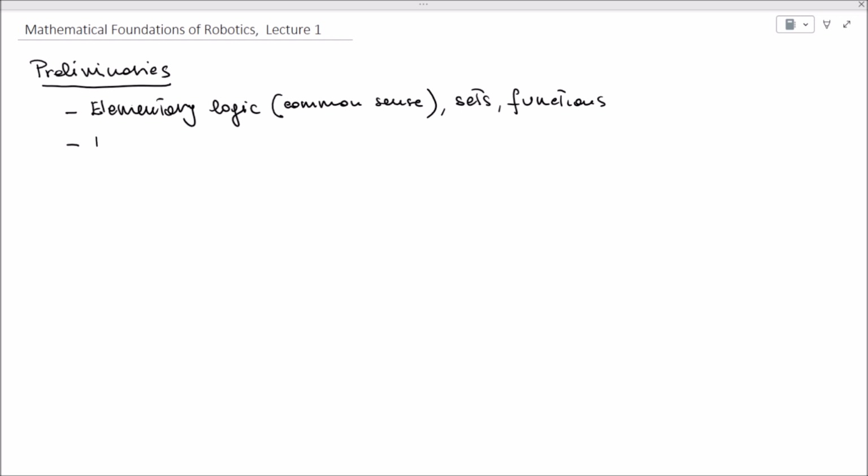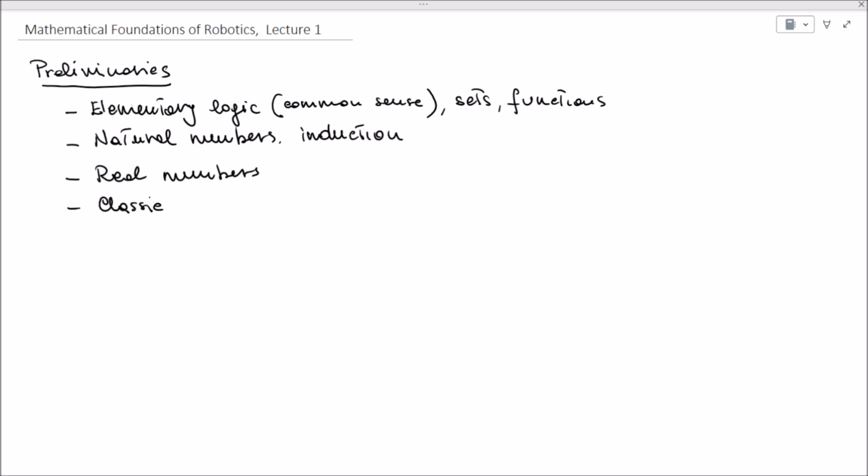Then we'll pass to natural numbers and the strictly correlated idea of induction. Then we'll introduce real numbers, and finally we'll give a few examples of classic elementary functions like the exponential, trigonometric functions, and so on and so forth.